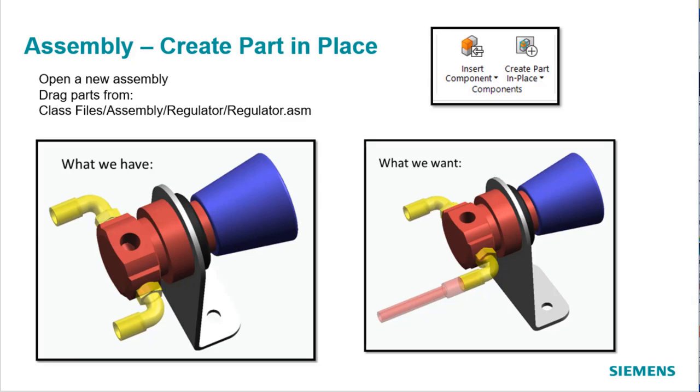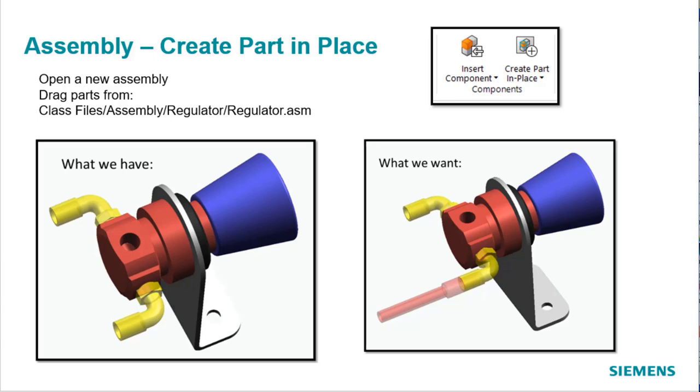So if you have an assembly already built up with quite a few parts, how do you go and add another part? The way we do that is called create part in place. And this creates a new part or subassembly within the context of an assembly.